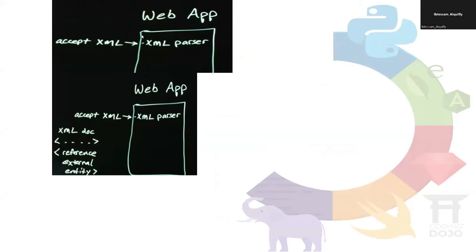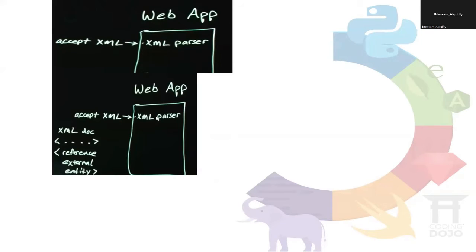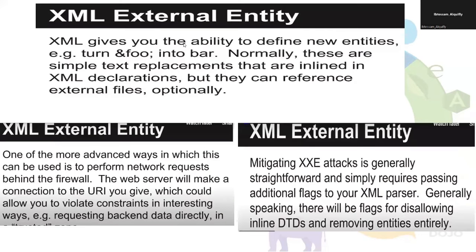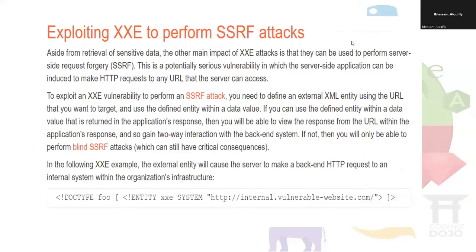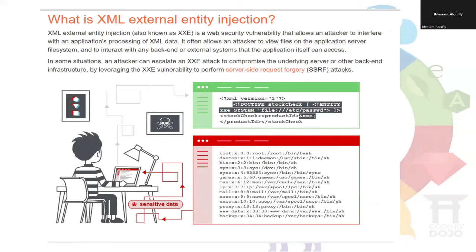Okay, what is XML data? This is what XML data looks like. Okay, great. So first of all, it often allows an attacker to view files on the application server file systems. What he's really referring to here, you can see when this injection happened, it allowed him to see a file that's in our web application, okay?